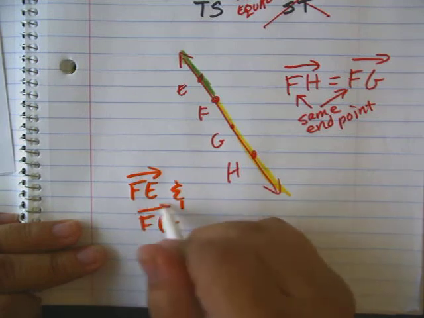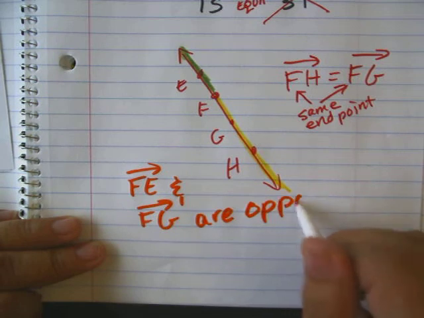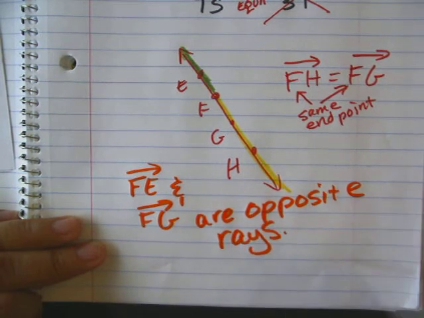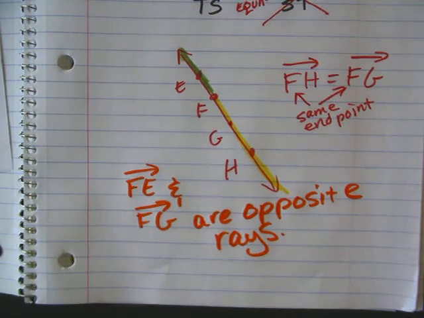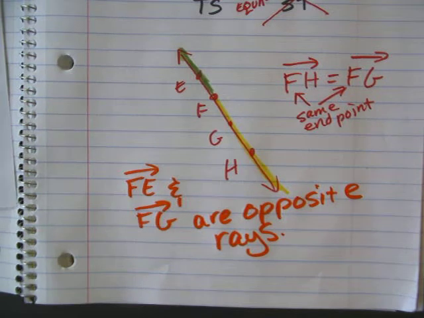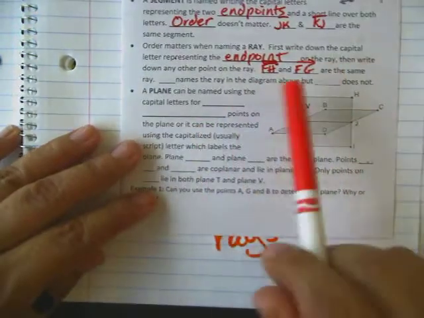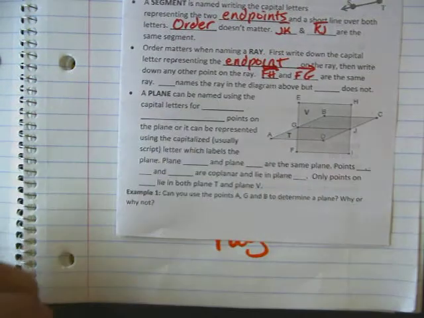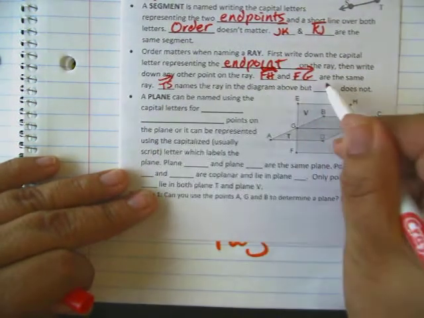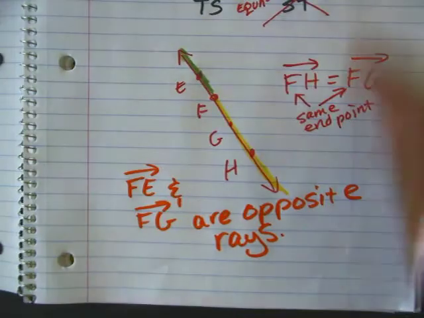So again, just going back to our fill in the blank notes, if you're doing that, I said blank names the ray in the diagram above, so TS, but ST does not. Okay? Now, next one, let's talk about planes. Planes. What is a plane? A plane is a large, flat, infinite, goes off in both directions. Mr. Tran has a very good explanation on this in his video.